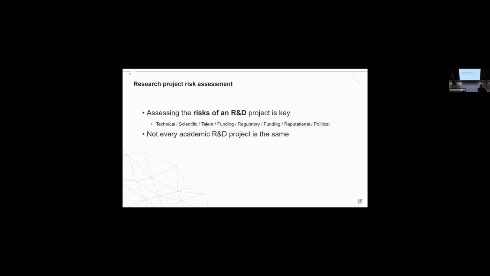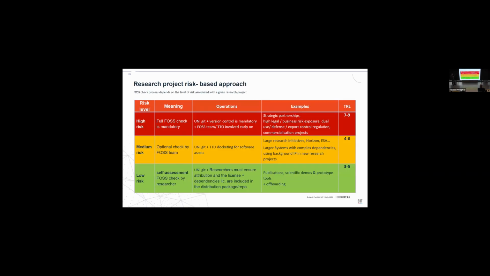But one last point is where we try to assess, because again, like Bill, we have only 3 people, 2 of them are external. I need to pick my battles. I can't do a FOSS check for every single asset that comes my way. So we try to apply a risk-based approach where I know this is mandatory and this is where I will have most impact.